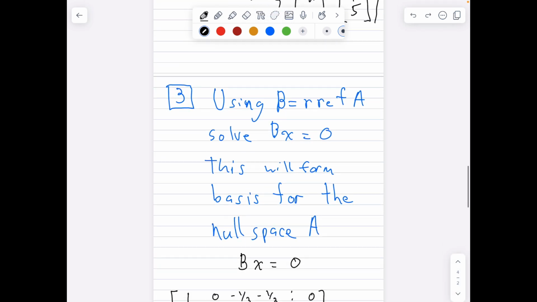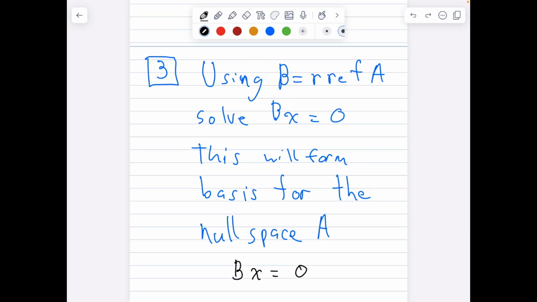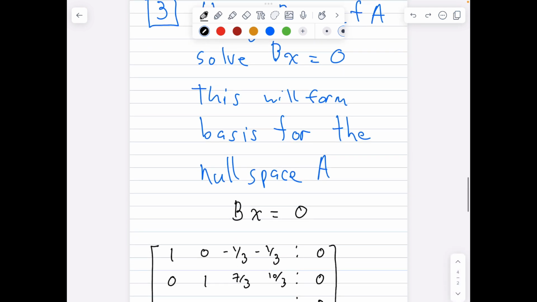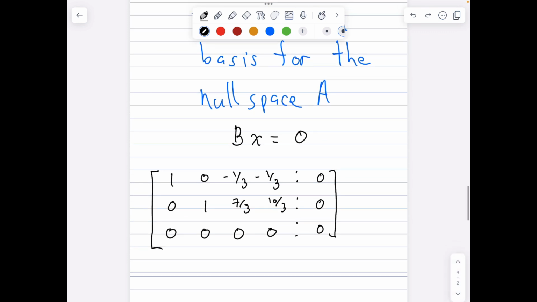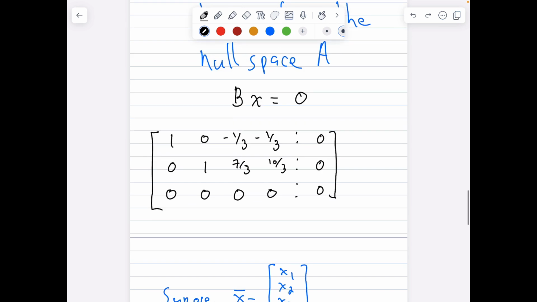We're going to find the null space of A. Null space of A is a little more complicated, but not that much. And again, we're going to use B, that reduced row echelon form of A, and we're going to solve the equation Bx equals 0. This will form a basis for the null space of A. And what I did here was I transformed that into a matrix. You have the coefficient part, and then you have the answers. The whole thing is the augmented matrix. It's not much for me to do here. Everything's been row reduced. All I need to do is solve for what I have.